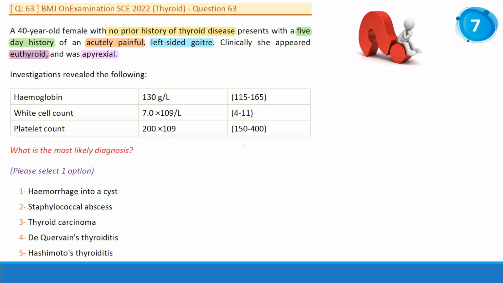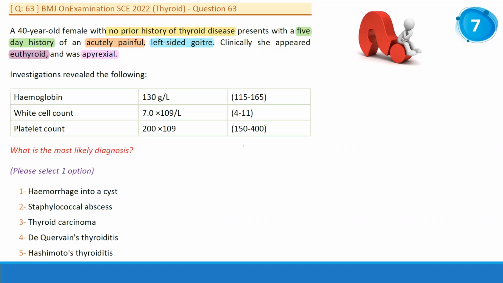The options are staphylococcal abscess, hemorrhage into the cyst, thyroid carcinoma, De Quervain, and Hashimoto. Which is the most likely? Hemorrhage inside the cyst. Why not staphylococcal abscess? Why not Hashimoto thyroiditis? There is no fever and the white cell count is normal. Yes, so the apyrexia excludes staphylococcal abscess. Why not De Quervain thyroiditis?